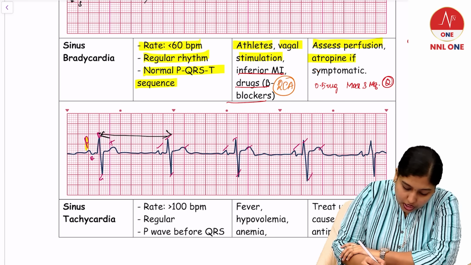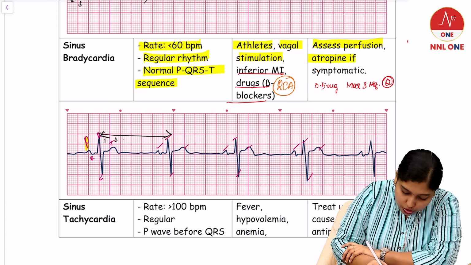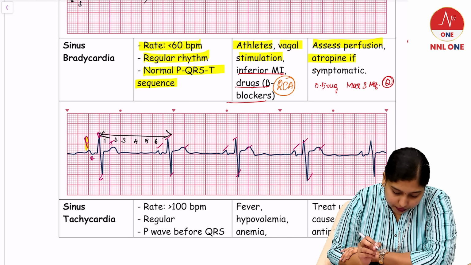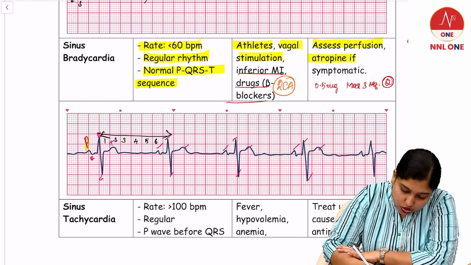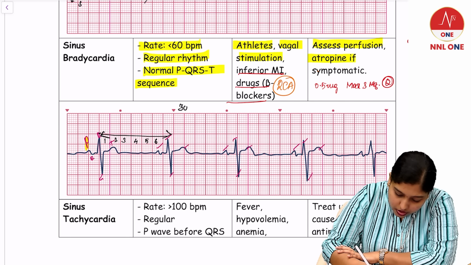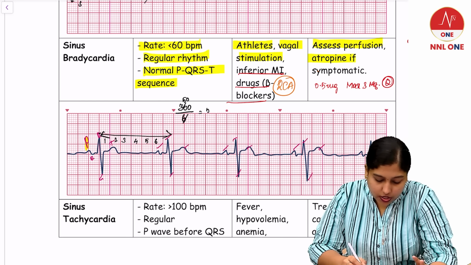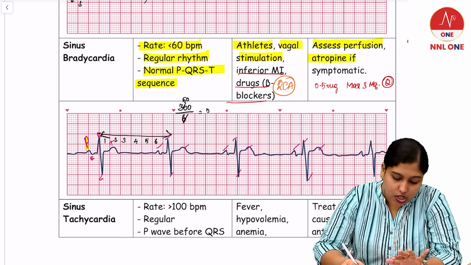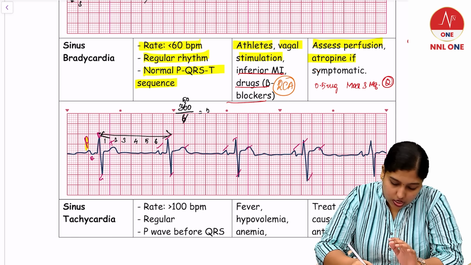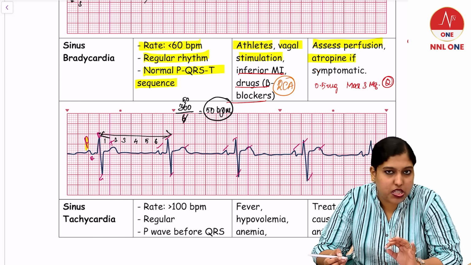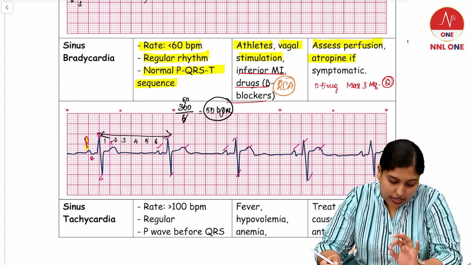Now how many large boxes do you have? 1, 2, 3, 4, 5, and 6. You have 6 large boxes. Now you are going to do 300 divided by 6. As you all know, 6 fives are 30, so it is 50. Obviously the heart rate is reduced. It is less than 60. So it is 50 beats per minute, which means it is bradycardia, right?